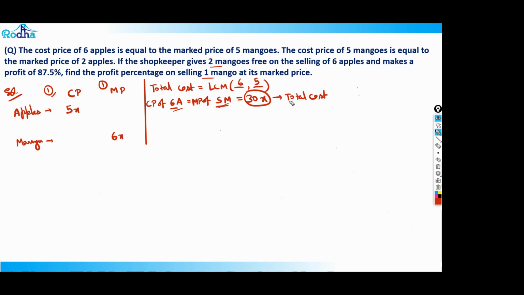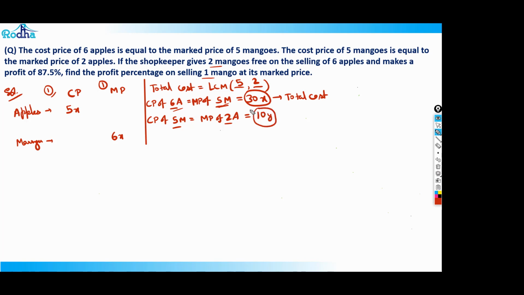Now this is only for the first statement. Let's do it for the second statement here. Second statement says that the cost price of 5 mangoes is equal to mark price of 2 apples. Correct. So what I'll be taking here as data is the LCM of 5 and 2. So LCM of 5 and 2 this time would be 10. So let's assume it to be 10y. Take it as 10y here.